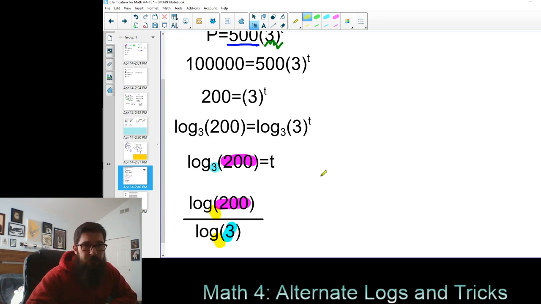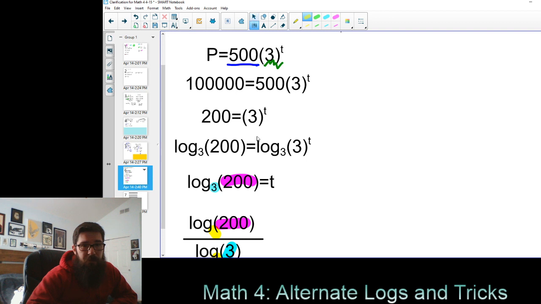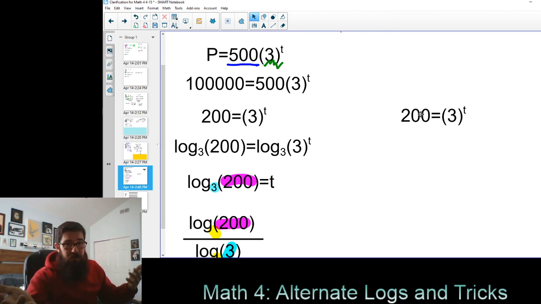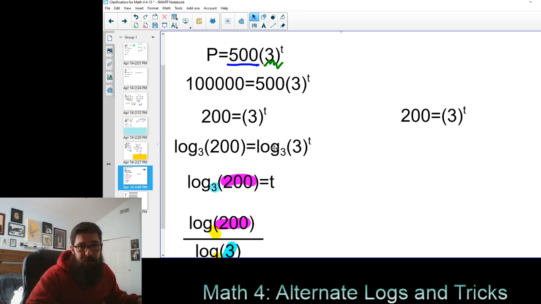Okay? You could also, from right here, I imagine many people are going to do it this way, so I'll show you what that process would look like. People want to take just log, which if I say it on its own is base 10, of both sides. That's going to look like this.